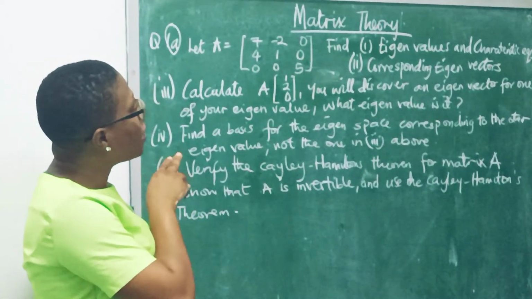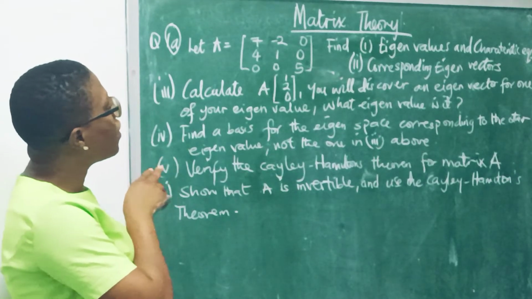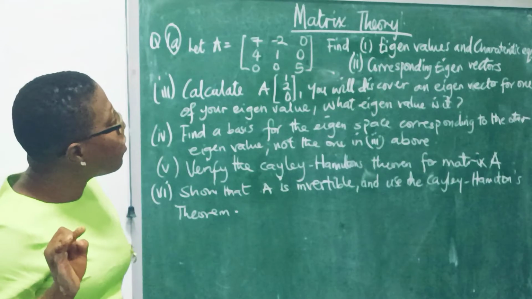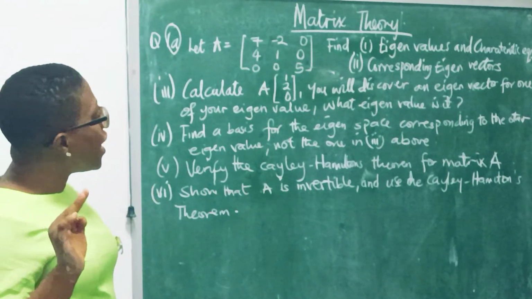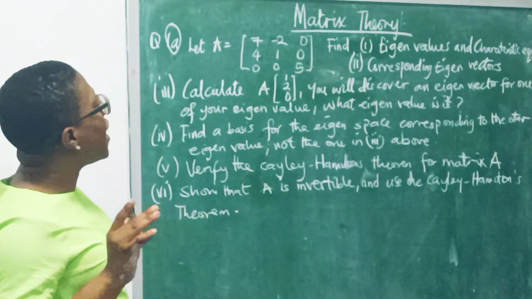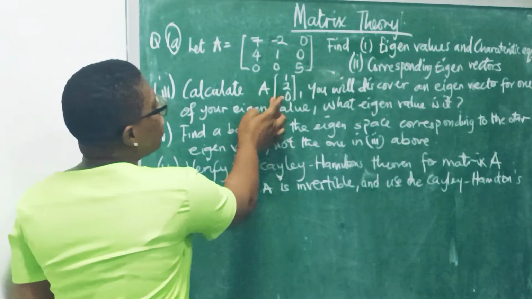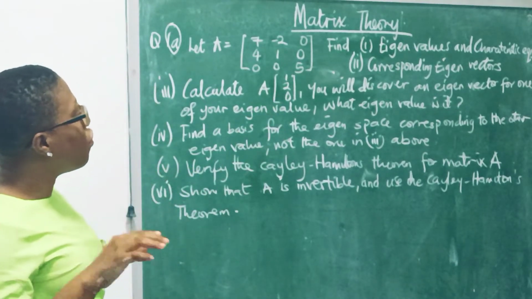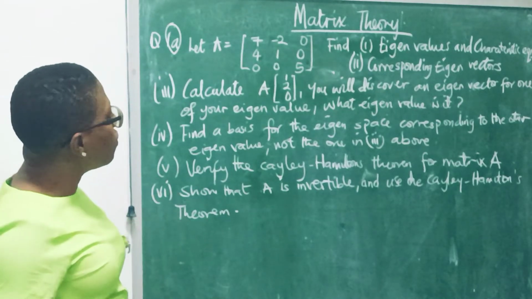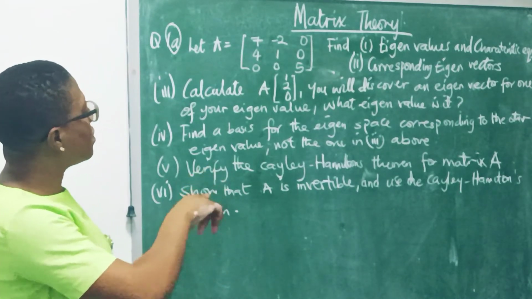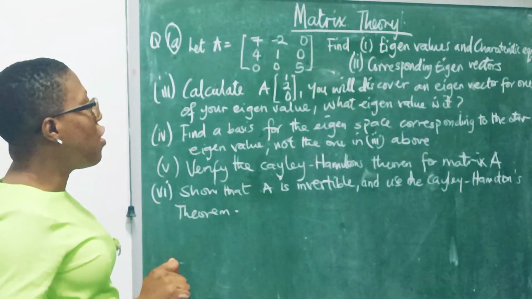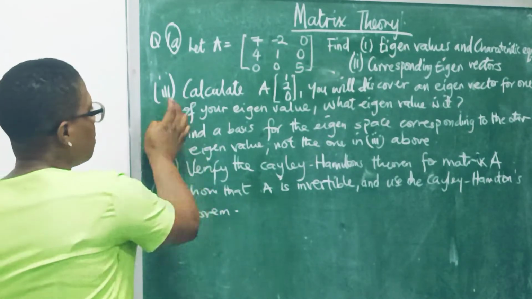That matrix, [[7, -2, 0], [4, 1, 0], [0, 0, 5]], is a 3 by 3 matrix. We are going to find the eigenvalues, the characteristic equation, and the corresponding eigenvectors. We are going to multiply A by the vector (1, 2, 0) and check if it is an eigenvector of one of the eigenvalues. If it holds, we state which eigenvalue it is. After which, we have to get a basis for the eigenspace of the other eigenvalue that is not this one.